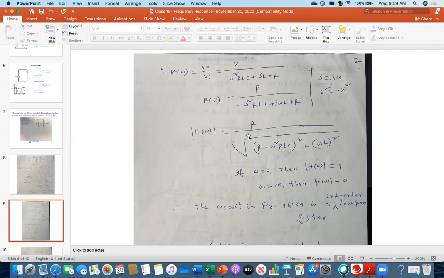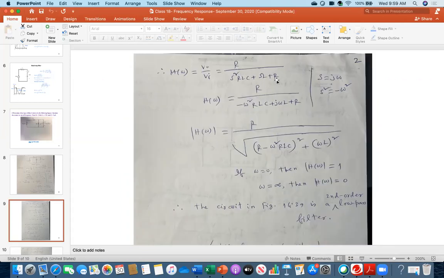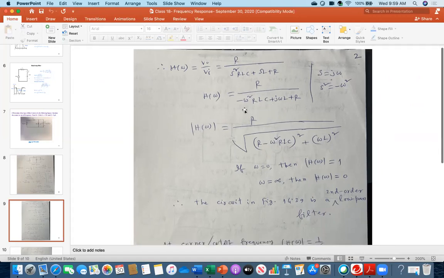Because my goal, the question, was to determine the type of the filter, what type of filter that represents, again I have to find out its magnitude. So that I am doing. In the denominator, it has both a real component and an imaginary component. R minus ω squared RLC is the real part, and jωL is the imaginary part. Accordingly, I am finding its magnitude: R minus ω squared RLC, that whole squared, plus ωL squared.